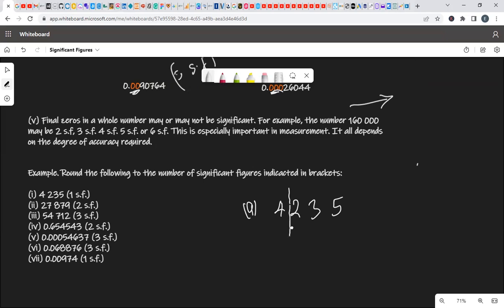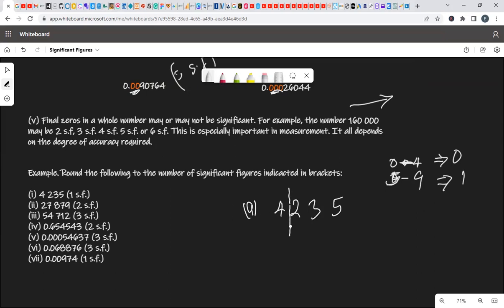The rule is, if the number after the significant figure you are trying to achieve is from 0 to 4, round to 0. If the digit is 5 to 9, we round to 1. So in this case, we are looking for one significant figure, and this is the position. This is the first significant figure.